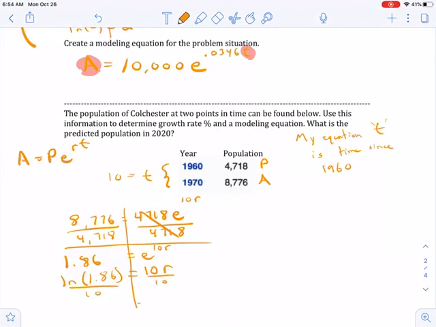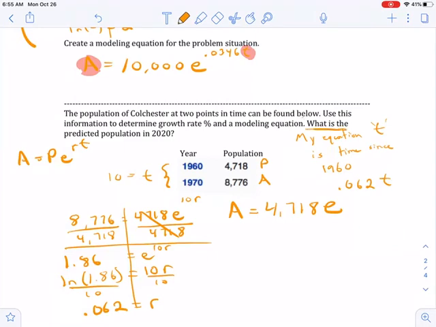Finally, to get r by itself, divide both sides by 10. So I have natural log of my answer. Let's do 1.86 divided by 10. So I'm getting r is 0.062. And that is what I'm going to plug in. My next decimal is 0 there. That's why I didn't go out to 4. So my equation here that I can write, and once I know this, again, I'm only going to plug back in basically my initial principal. So this is 4,718 e to the 0.062 t. All right, so that is my modeling equation.